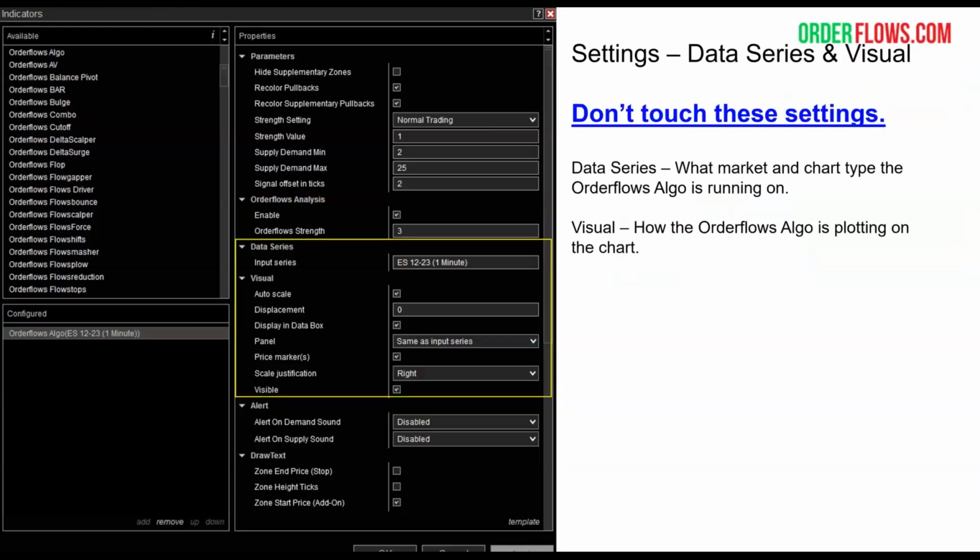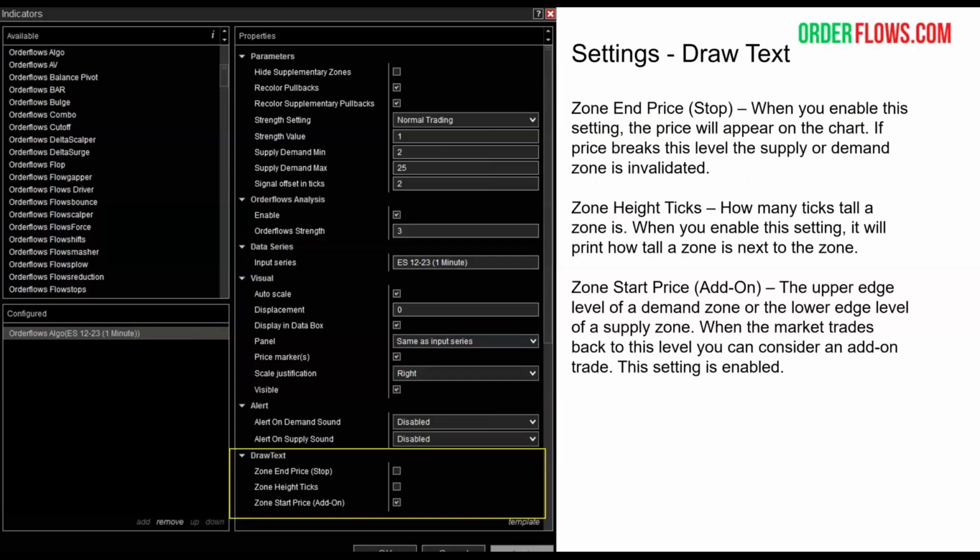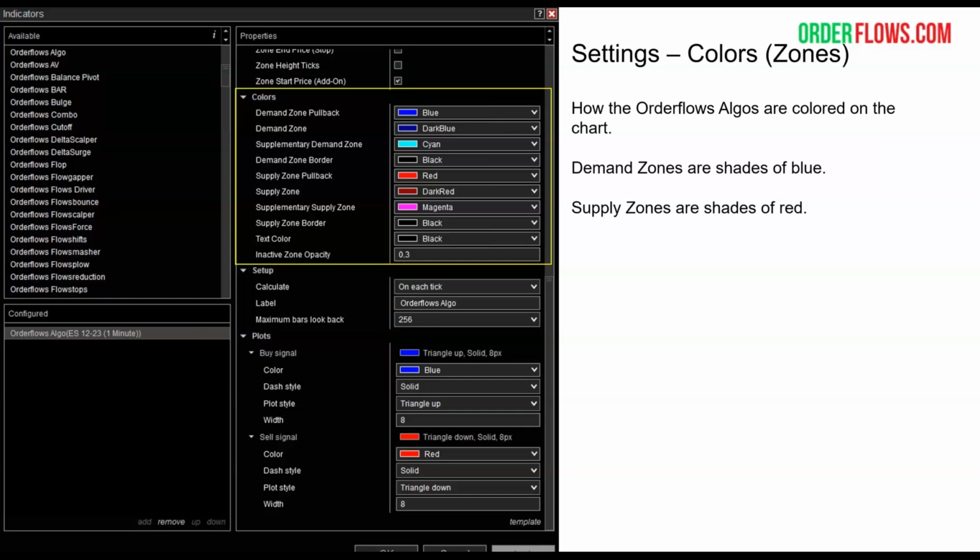Okay, so we'll burn through these. These other settings you don't need to worry about, things like data series, that just tells what the chart is. I covered all these already. You can choose what color you want to draw the zones: blue, red. Blue for buy, red for sell. Some people I know like to use green for buys.